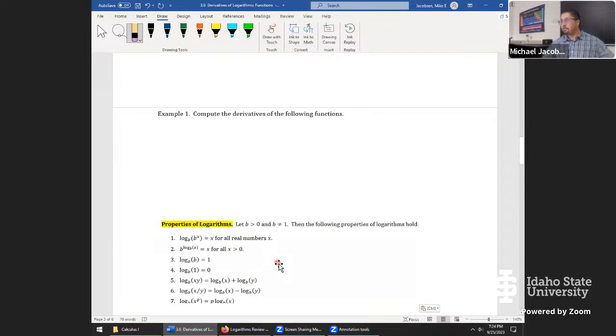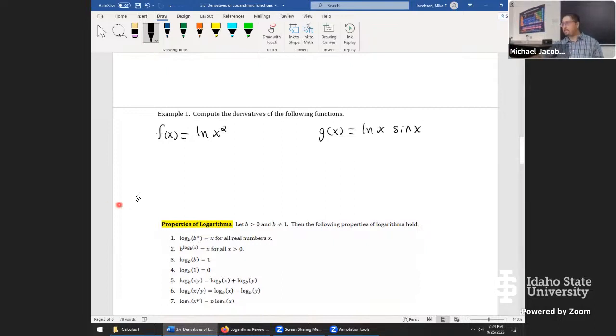So example 1 says compute the derivatives of the following functions. I think I forgot the functions that are written down here as well. The 2 functions we want to differentiate will be f(x) equals the natural logarithm of x squared. And the next function is g(x) equals the natural log of x times sine x.